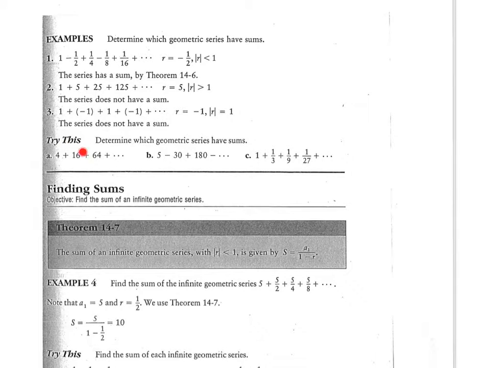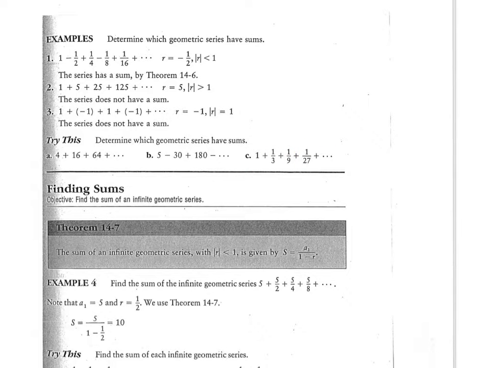So for this one, 16 divided by 4 is 4. 64 divided by 16 is 4. So this is a common ratio that's bigger than 1. So that's going to diverge. That's not going to have a sum. This one, -30 divided by 5, that will be -6. 180 divided by -30, that's -6. So because the absolute value of that common ratio is bigger than 1, that will not have a sum either.